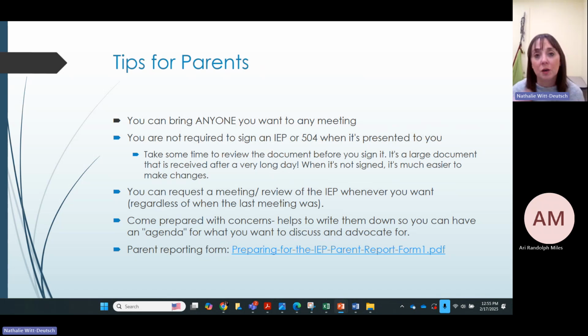If you have something written like the IEP parent report form, or you have just a general document that says parent concerns, ask them to include it as an addendum to the IEP so that all of your information that you presented is all part of that IEP process for your child.